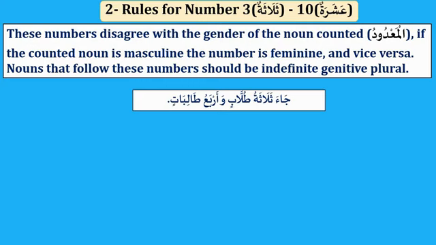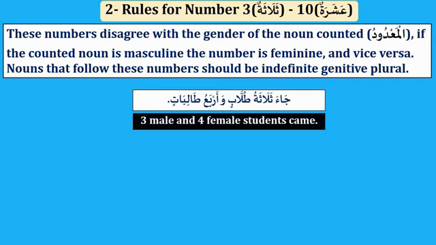Examples: جاء 3 طلاب و4 طالبات. 3 male and 4 female students came. The noun for masculine طلاب gets kasra and it is in plural form from 3 to 10, but the number must be feminine, opposite gender. And for a feminine noun, the number must be masculine. 3 طلاب, 3 male students, و4 طالبات, and 4 female students.